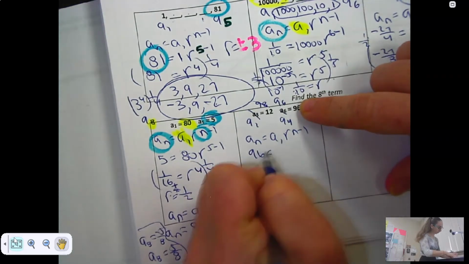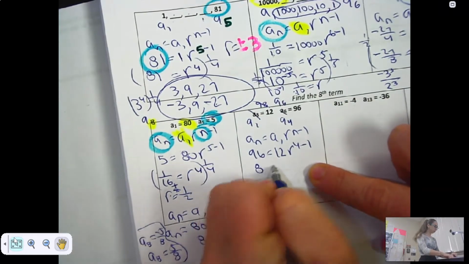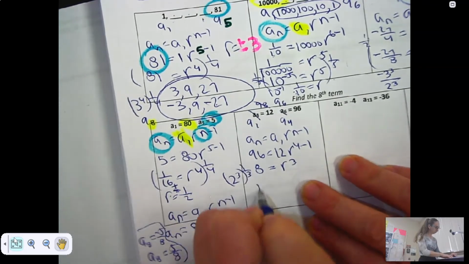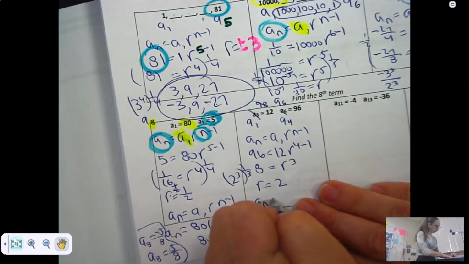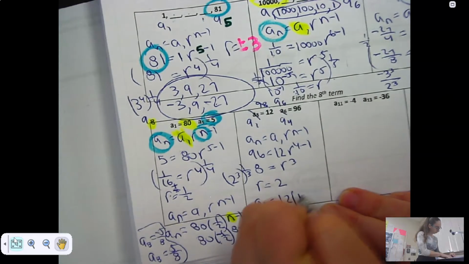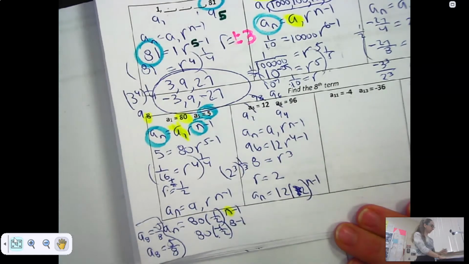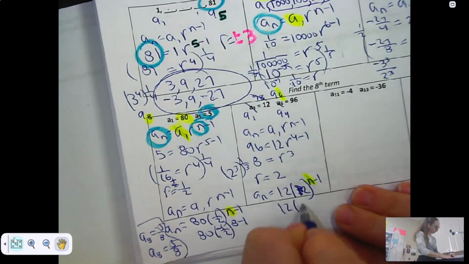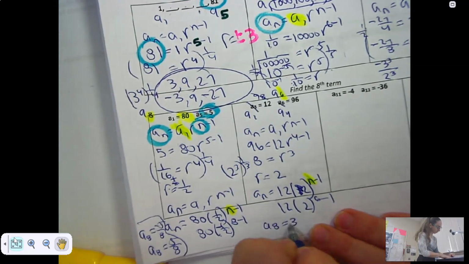Take the 96, 12, r to the 4 minus 1. 96 divided by 12 is 8, r cubed. The cube root of 8 is 2. No plus or minus, it's an odd root. Now I'm going to do the formula. A sub n equals a sub 1 times, 12 times 2 to the n minus 1. Now take my 6th term, which is really my 8th, but we're pretending. So it's 12 times 2 to the 6 minus 1, which is 384. So the 8th term is 384.